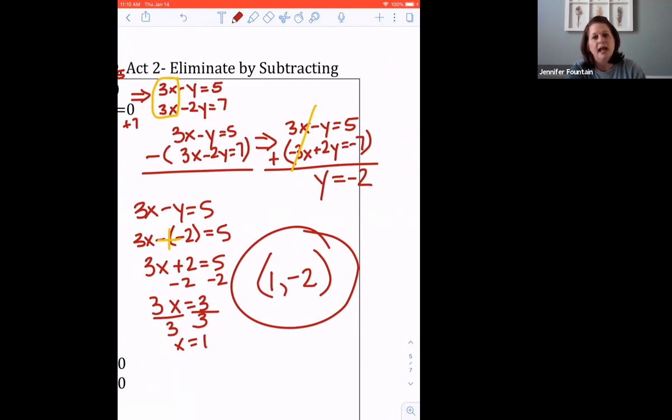Any questions on how we did any of these? First thing we do, standard form. Second thing we do is we write our subtraction problem and change it to adding the opposite. Then we go ahead and solve for one variable, plug in that solution, solve for the second variable, write our solution as an ordered pair.